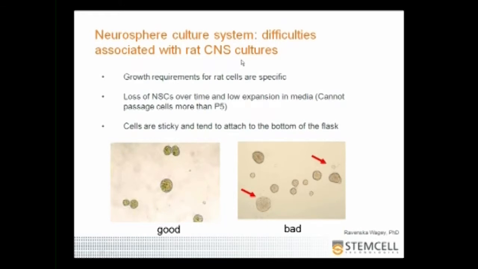Moving on to rat CNS cells. Some of the common problems that researchers experience with neurosphere cultures derived from rat CNS cells is the stickiness of the cells. The growth requirements for rat cells are specific and slightly different from those of mouse CNS cells. Because rat cells tend to stick to the bottom of the flask and differentiate, as shown here with the red arrows, one of the common problems is the lack of success in obtaining long-term neurosphere cultures from rat cells beyond passage 5.